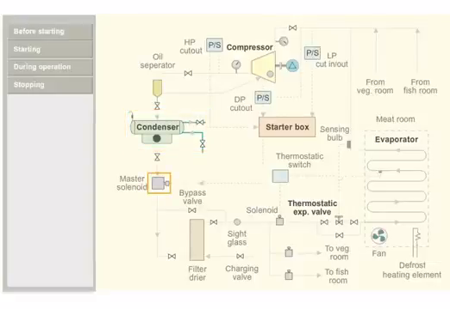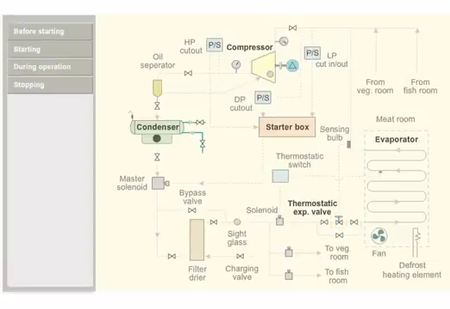The liquid refrigerant from the condenser passes through the master solenoid, filter dryer, solenoid valve, and thermostatic expansion valve to the evaporator.